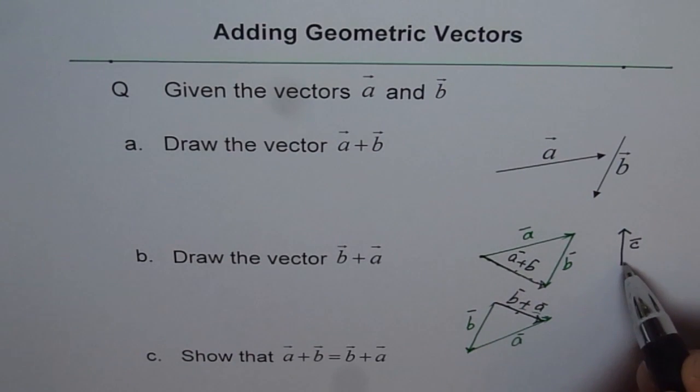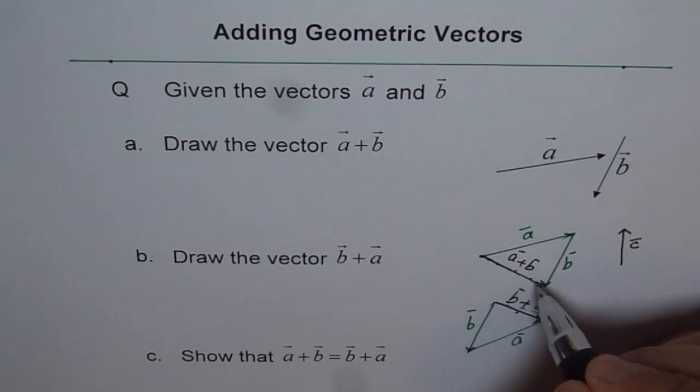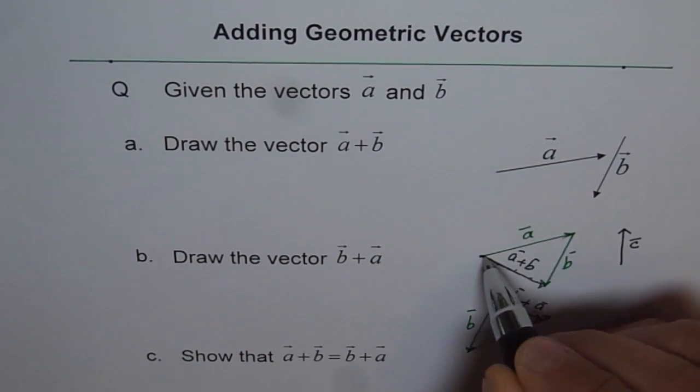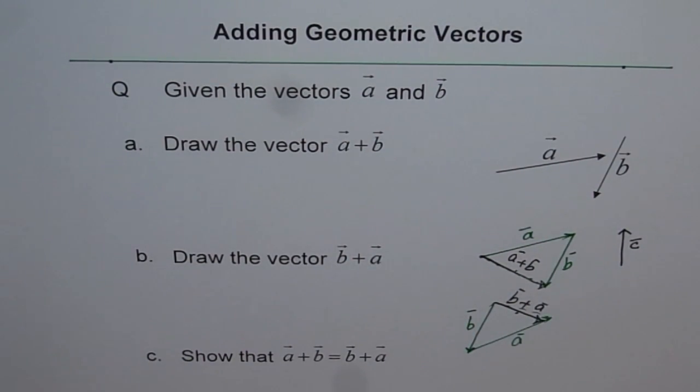Now we can add C to it, right? So this is A plus B. Now if I add C here, draw a line parallel, then I get A plus B plus C. Do you see that? So that's how we can add many vectors using triangle law of vector addition, correct? And the net result will be the tail of the first to the head of the last. That is going to be the sum of all the geometric vectors added using triangle law of vector addition.